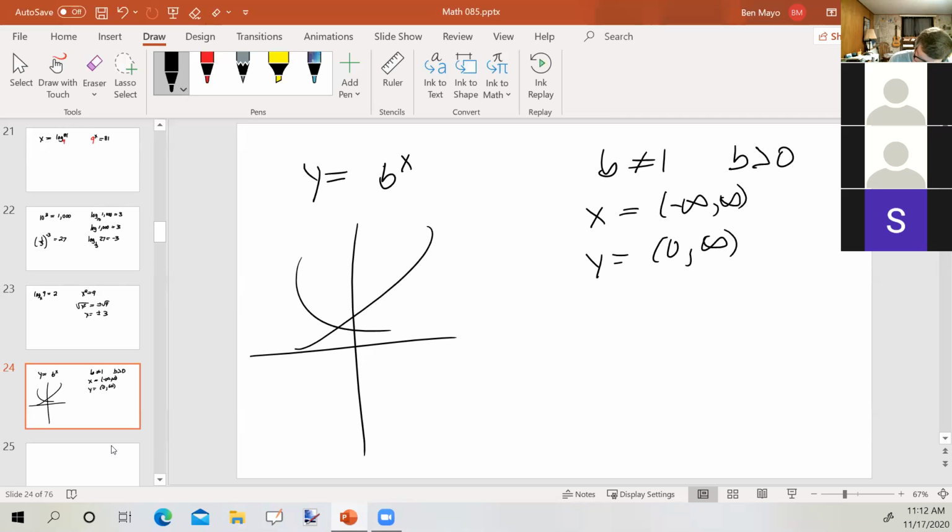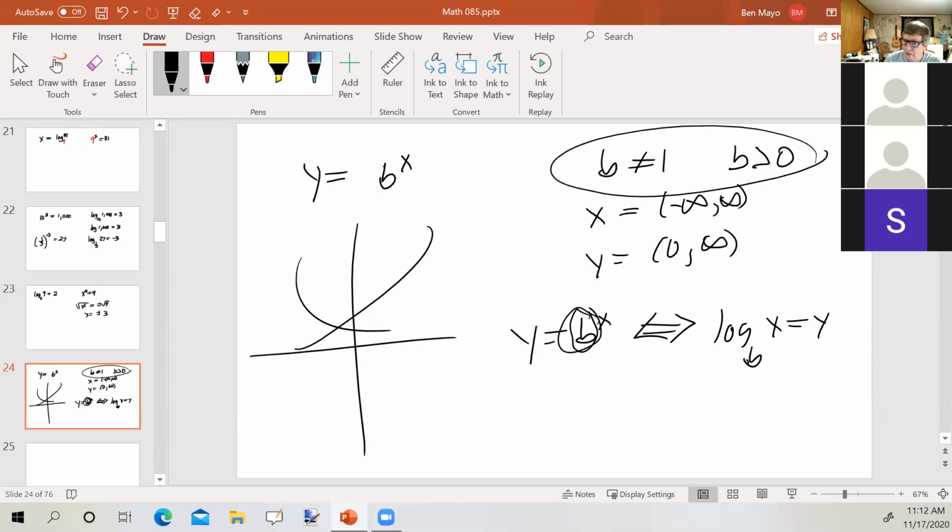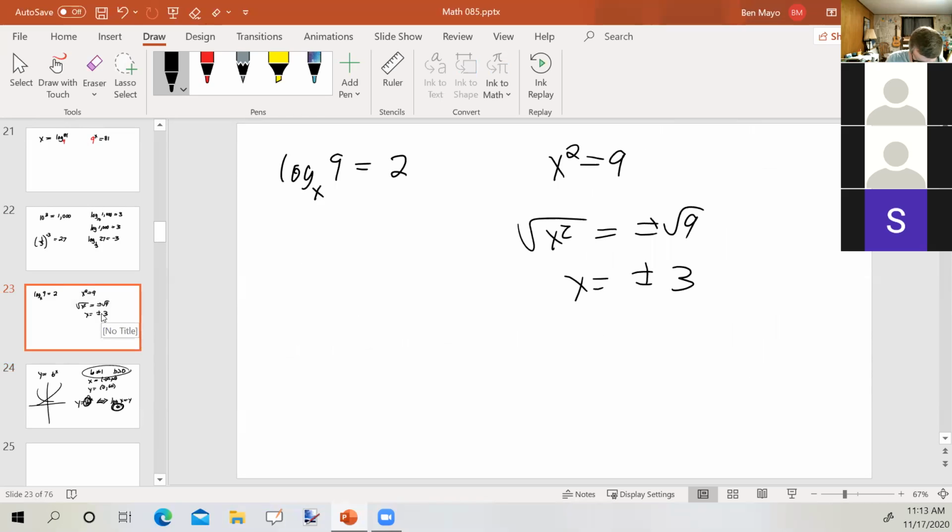Well, the point I'm trying to make is this. If I take y equals b to the x and I change it into a logarithmic equation, it's log base b of x equals y. Okay, now b can't equal 1 and b has to be greater than 0, right? Those were restrictions that we talked about yesterday. But this b is the same as this b, which means b can't equal 1 and b has to be greater than 0. Oh, look here. Whoops.